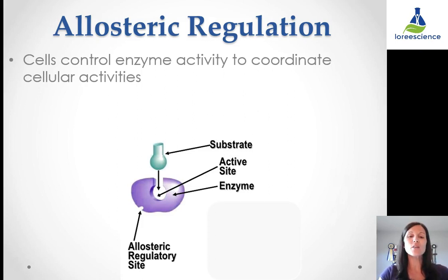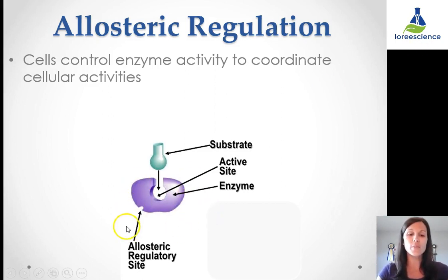There's also what is known as allosteric regulation. This means that cells can control enzyme activity in order to coordinate, because cells don't want to use up energy if they don't need it. They don't want to keep producing a molecule if it doesn't need to be produced, because it always takes an input of energy to get those reactions going.